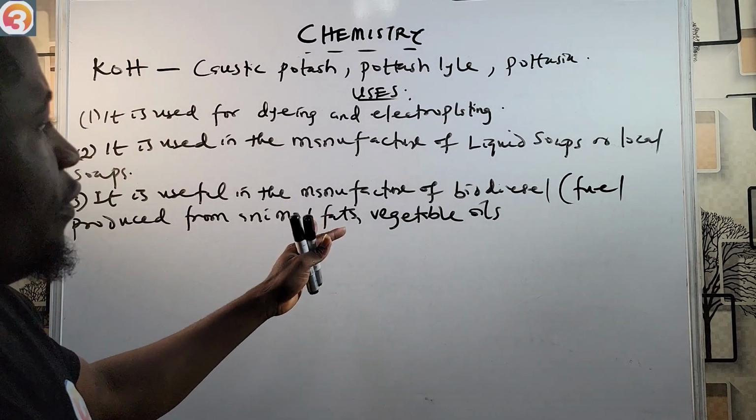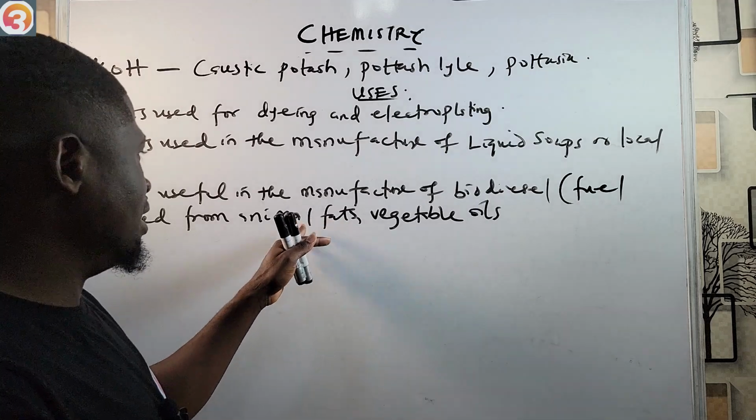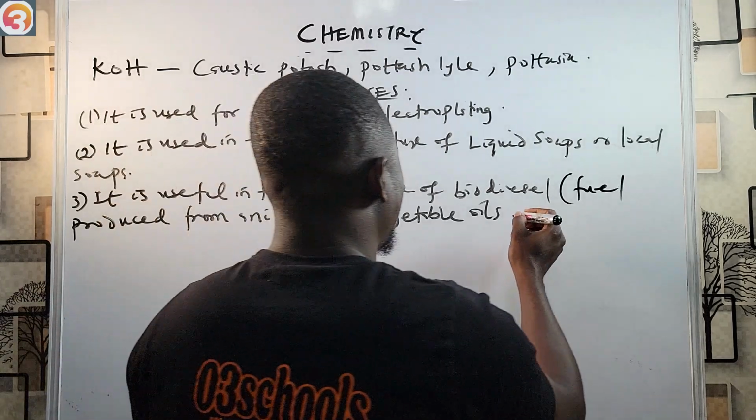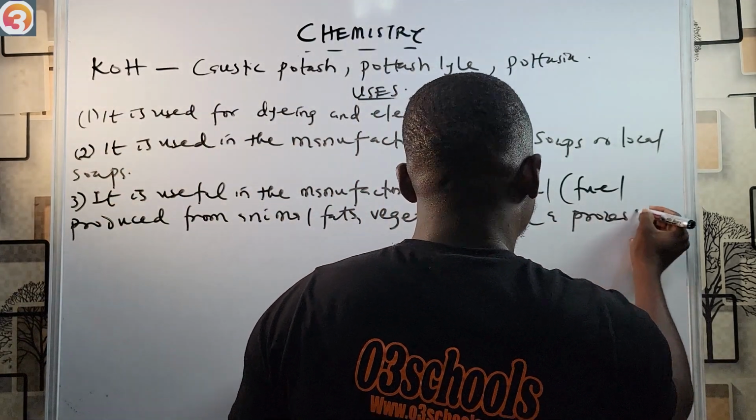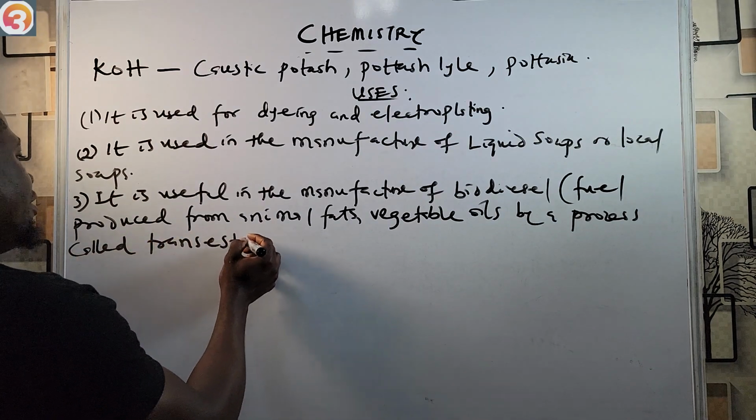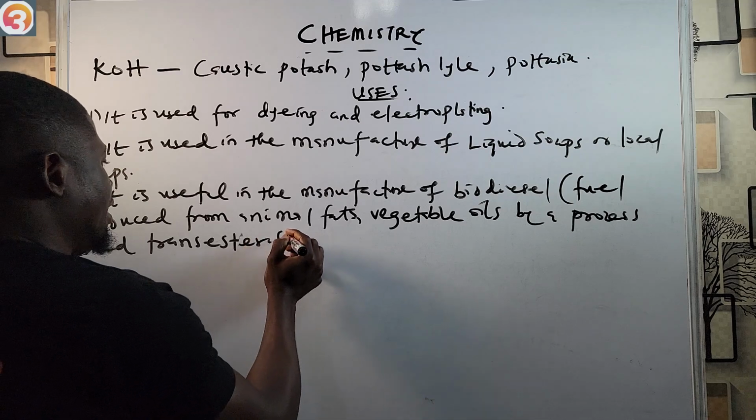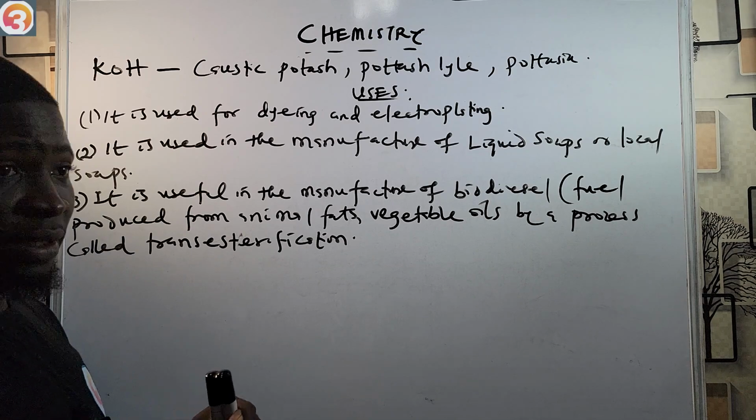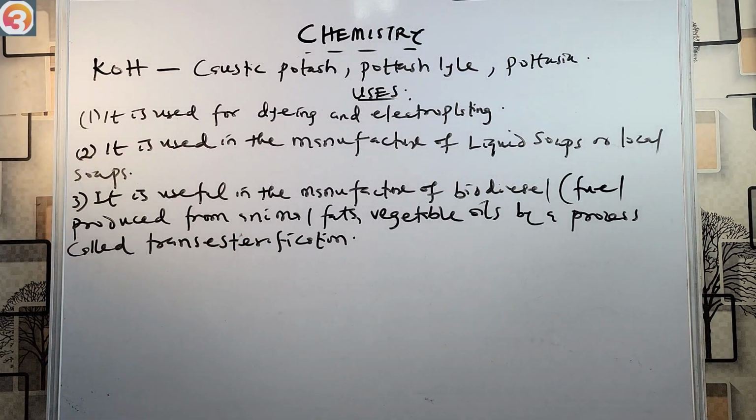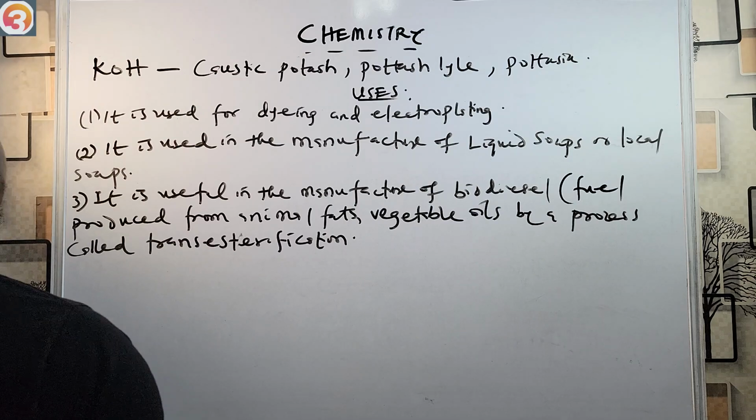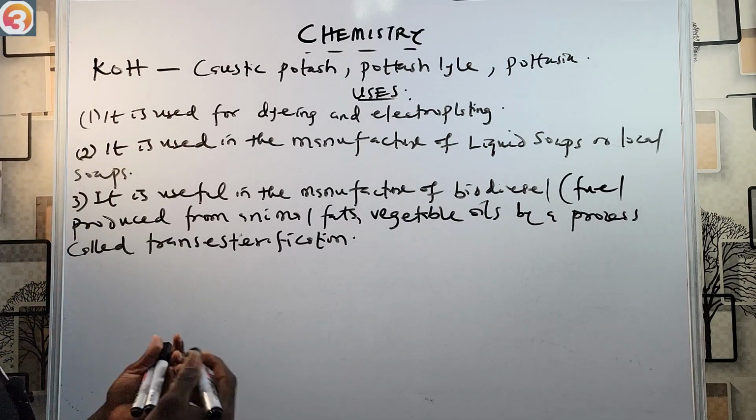And of course there's the process that converts this product to biodiesel, called trans-esterification. So it is useful in the manufacture of biodiesel, that is fuel produced from straight vegetable oil, from animal fats, and so on and so forth, by a process called trans-esterification.